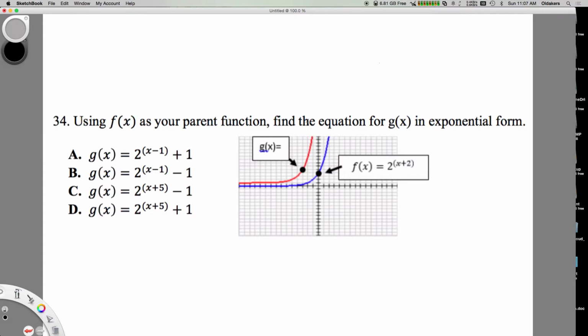Okay, now for my least favorite question on here. What this graph is asking you, and what this question is asking you, is to basically say, how do you get from the blue graph to the red graph? How do you get from f of x to g of x? What shifts are occurring?